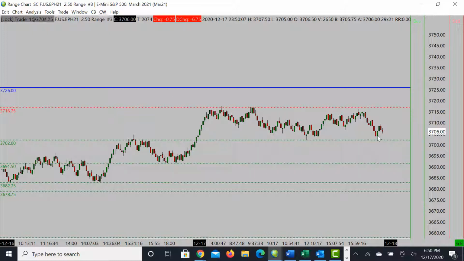Now, if we get below this level, look for that rotation, that resistance there underneath the level, and get the move back down into these 3691.50s. Underneath that level, you'll probably see 82.75 and somewhere around 78.75 underneath the 82s.